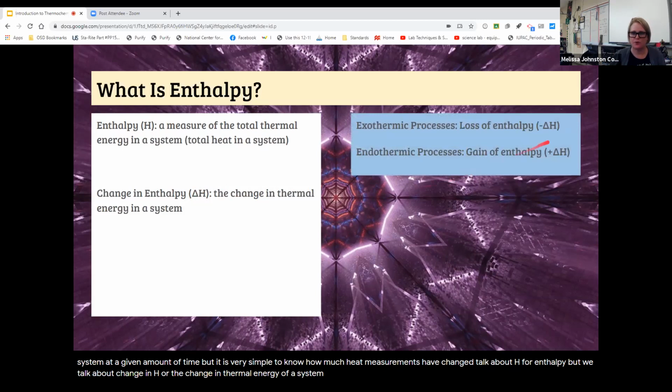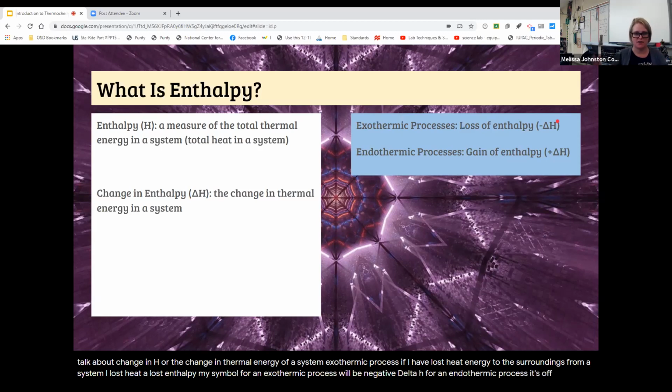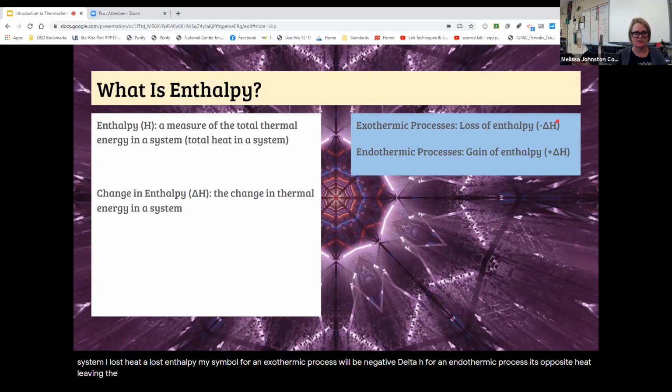So for an exothermic process, if I have lost heat energy to the surroundings from a system, I lost heat, I lost enthalpy, my symbol for an exothermic process will be negative delta H. For an endothermic process, it's opposite. Heat's leaving the surroundings, going into the system. I'm gaining heat, so it's going to be a positive delta H.